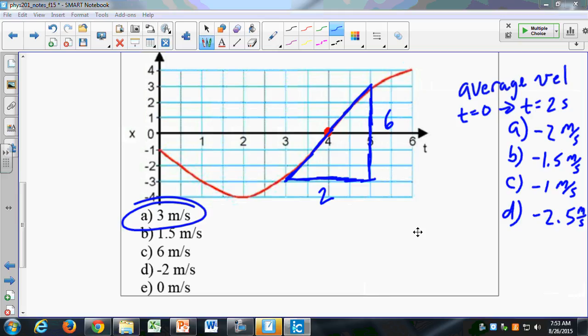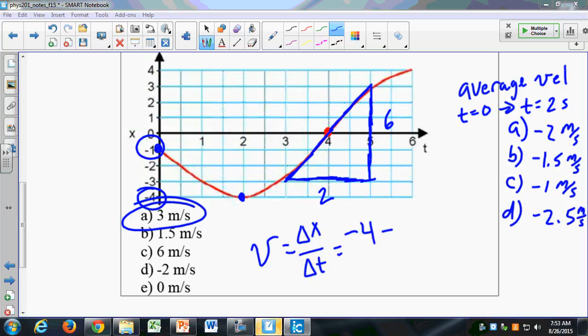Pretty sure that's right, yeah. So you can do this a couple ways. Let's just pull the data points off. I'm going between these 2 points. Our average velocity is delta x over delta t. That's going to be x final, which is -4, minus x initial, which is -1, divided by 2 minus 0, that's my time interval. So that's -3 over 2, that's -1.5, which was B. B is the right answer.